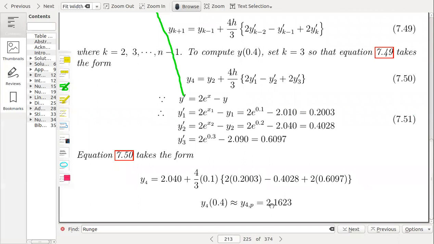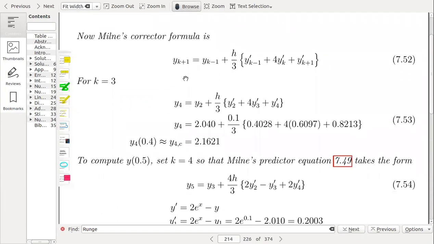This value can be denoted as y4p, where p shows the predictor value. So the first prediction of the value at x equal to 0.4 is 2.1623.